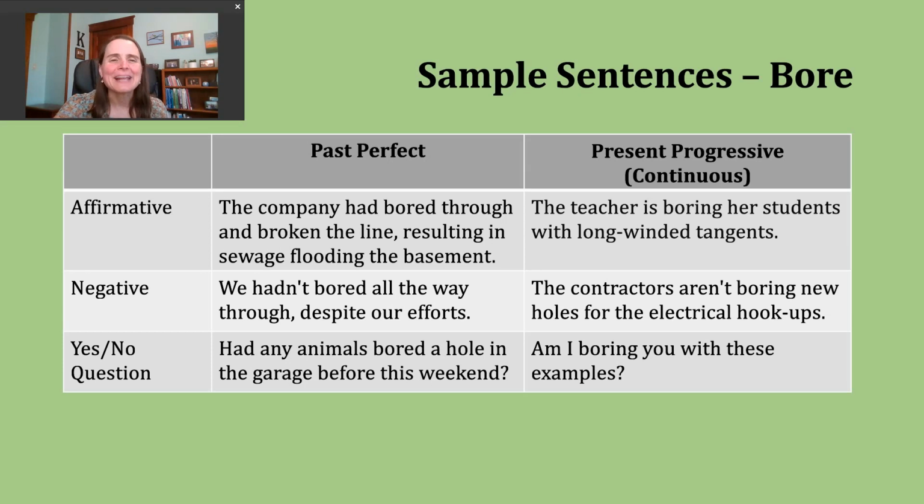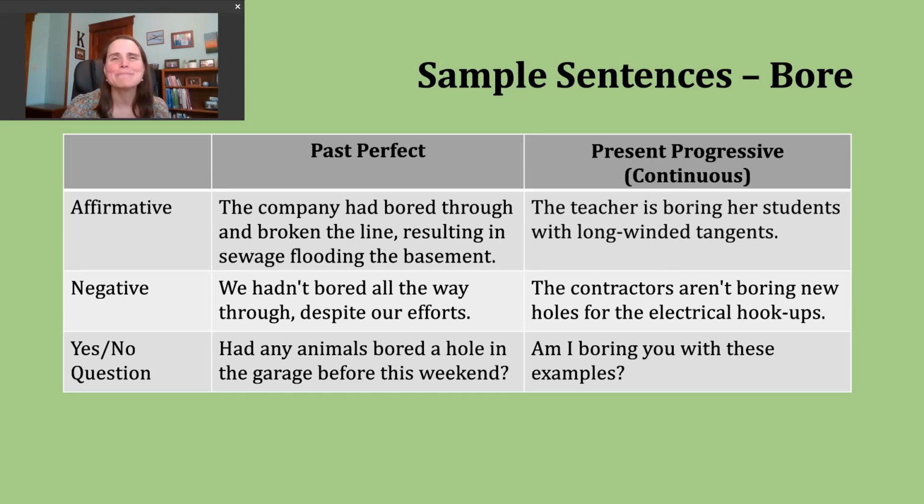Now let's talk about making a negative past perfect sentence. To do that, we start with our subject, we use had not, and then the participle form of our verb. Here's another example. We hadn't bored all the way through despite our efforts, right? So here, kind of noting, right, this action hasn't been completed. Maybe even though it was intended to be completed.